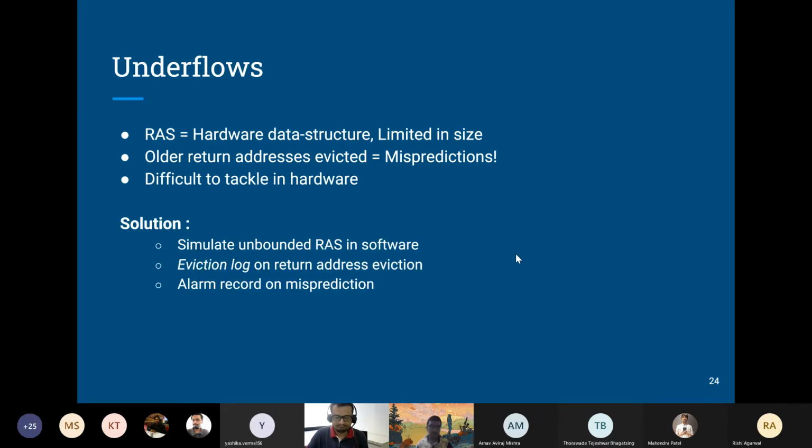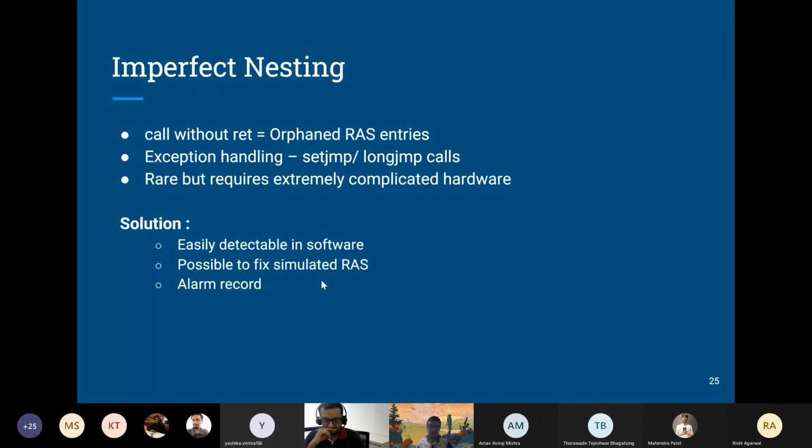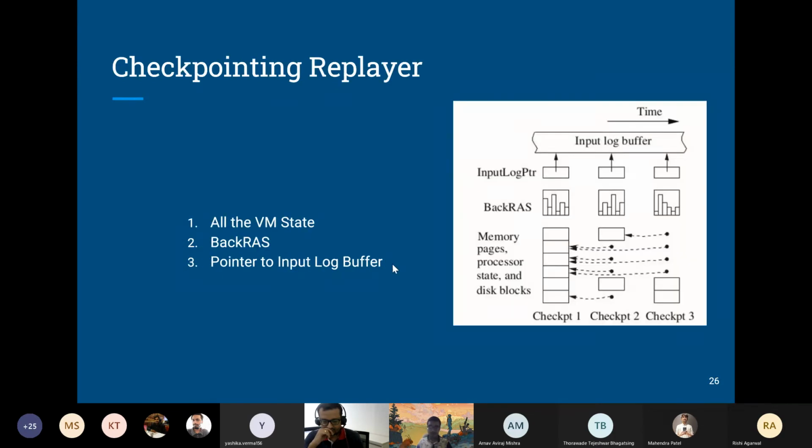These things are difficult to tackle in hardware. So this is what is going to happen inside the alarm replayer and checkpoint replayer. To avoid complicated changes in the hardware, you do detailed analysis in the software. These are details on how that is done, and then there could be exception handling, which could result in calls without return. For example, maybe you have a sequence of exceptions from inside functions. These are rare, but again require extremely complicated hardware, therefore handled inside software.